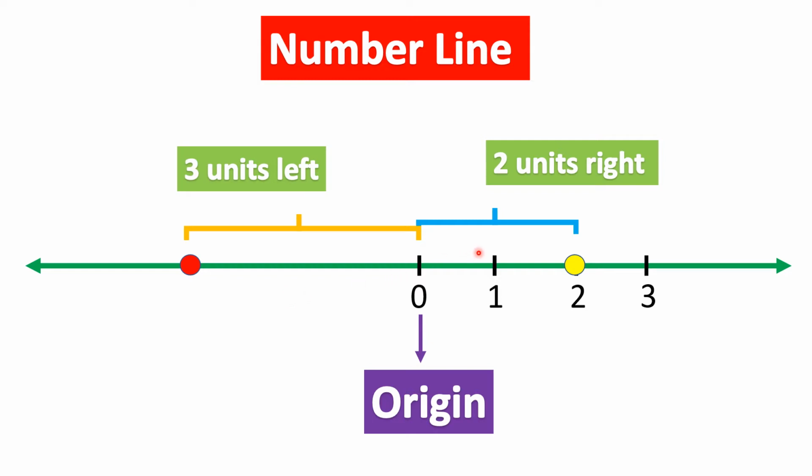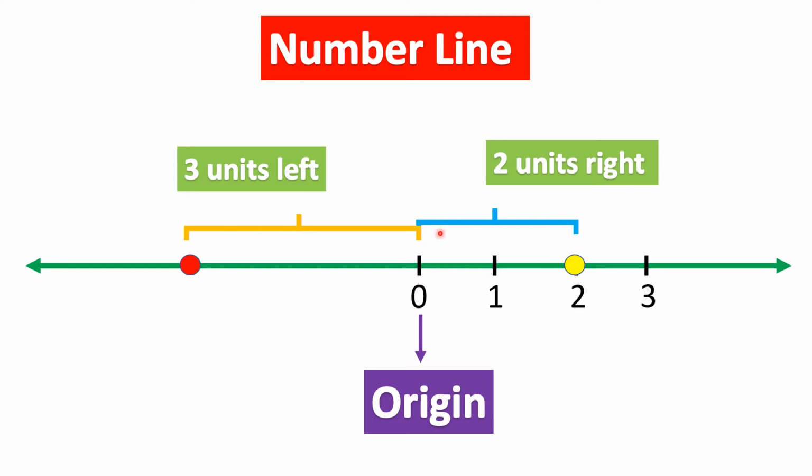Now, if I tell you to mark the point 2, how will you mark it? First, you look at the origin. 0 is called the origin, the starting point. From the origin, this is 1, then this is 2. So I'll mark 2 here, right? And what does this point mean? This point is at 2 units to the right of the origin, right?